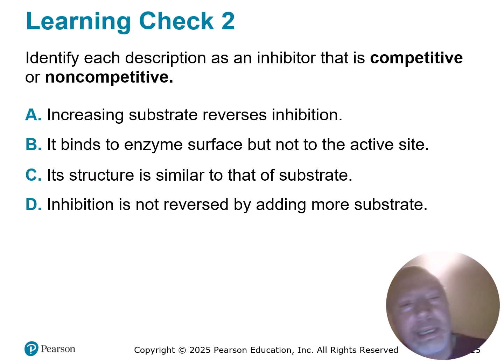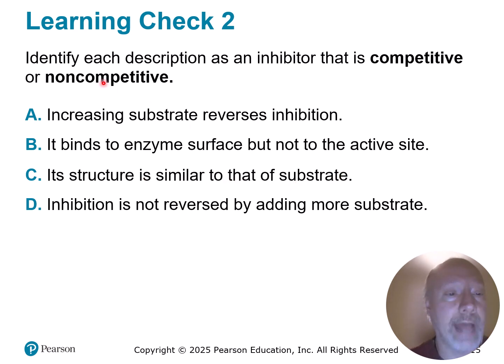Identify each description as an inhibitor that is competitive or non-competitive. So we're not talking about irreversible, we're just talking about competitive and non-competitive inhibition. So let's see if we could recognize this. A: Increasing substrate reverses inhibition. Okay, that's competitive, right? B: It binds to enzyme surface but not to the active site. Well, that's non-competitive inhibition. We learned that it changes the active site and it binds away from the active site, so that's non-competitive inhibition. For C: Its structure is similar to that of the substrate.